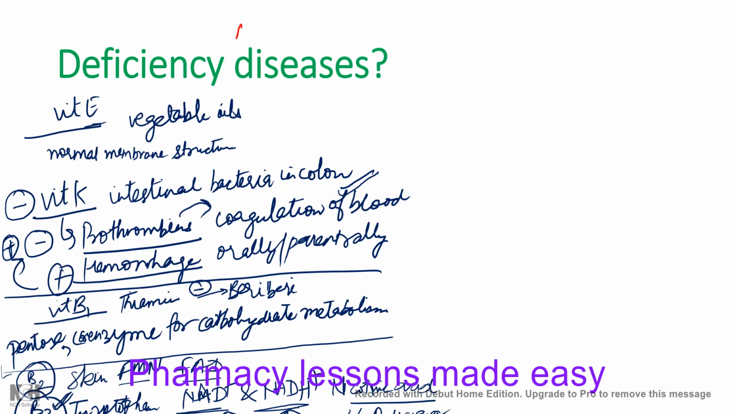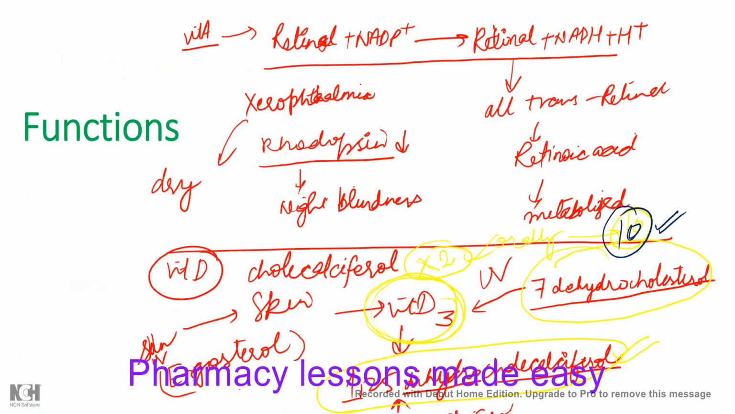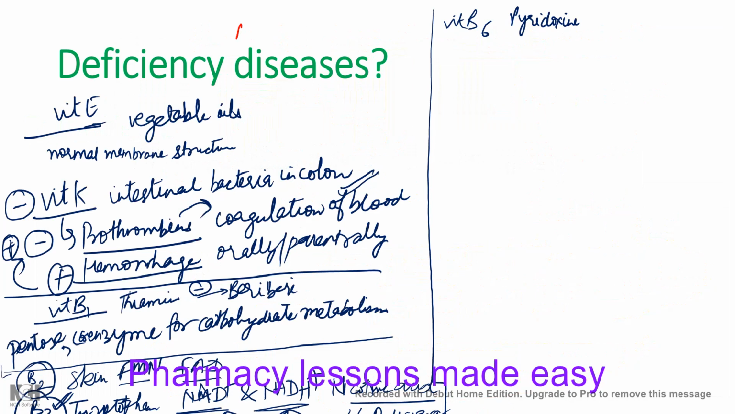Okay, if we talk about the next vitamin, that is vitamin B6, this is known as pyridoxine. This is called pyridoxine. It is present in yeast, cereals, and eggs. The main function of vitamin B6 is to form coenzyme which actually participates in amino acid metabolism. And if we talk about its deficiency, then the deficiency of vitamin B6 causes convulsions and anemia.